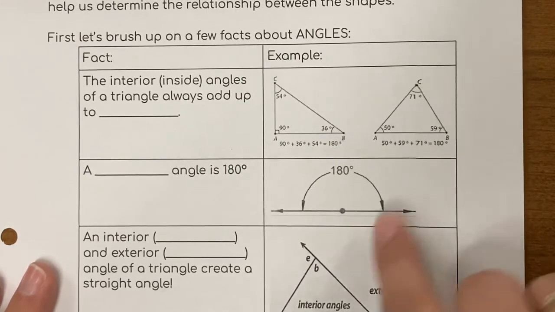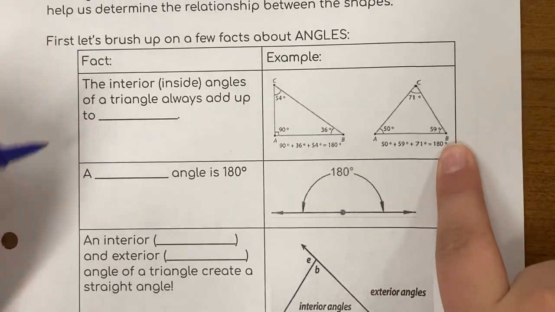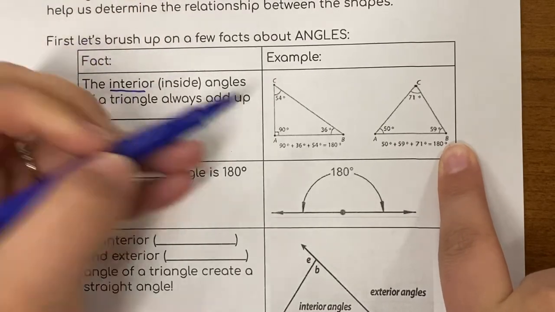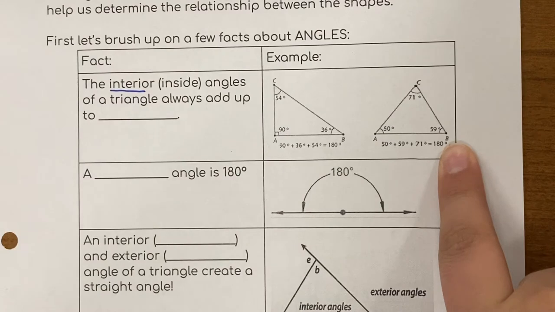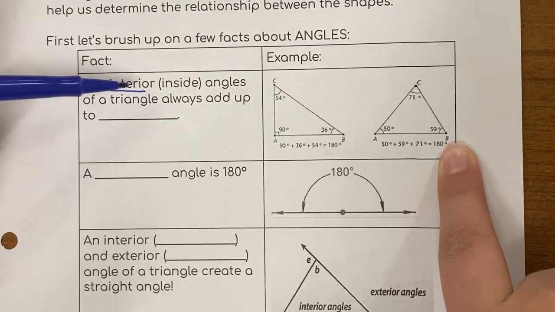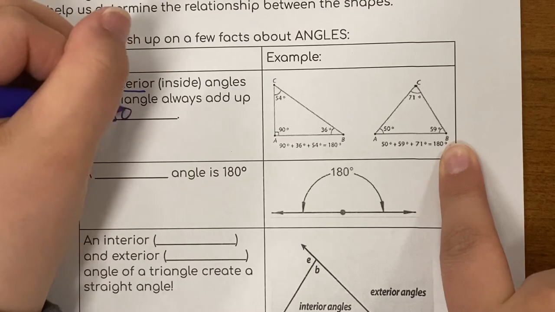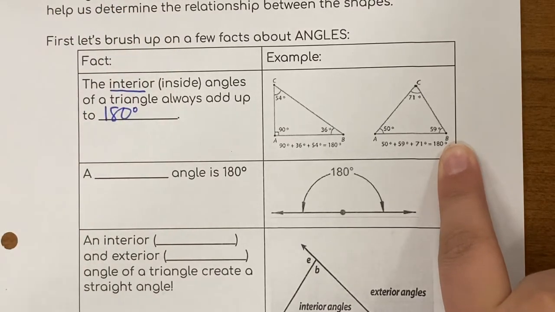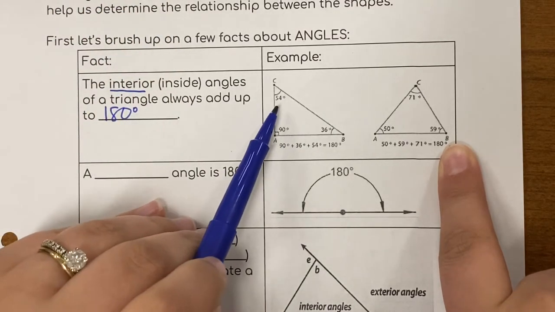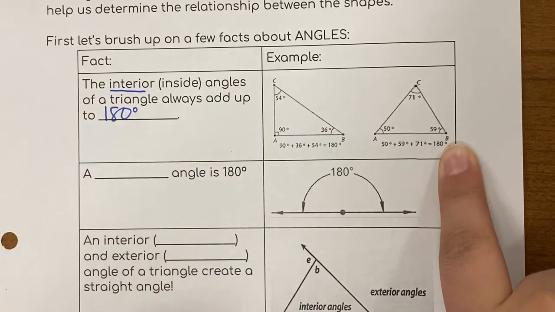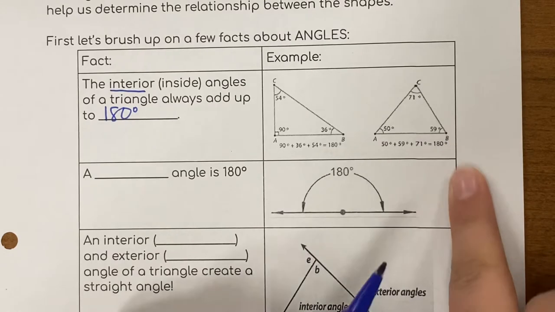So the first thing we want to look at are triangles and the angles inside the triangles. The interior angles, which means the angles that are inside a triangle, all those interior angles of a triangle always add up to 180 degrees. So if I add all these up inside my triangle, I would get 180 degrees. So 54 plus 36 plus 90 equals 180.